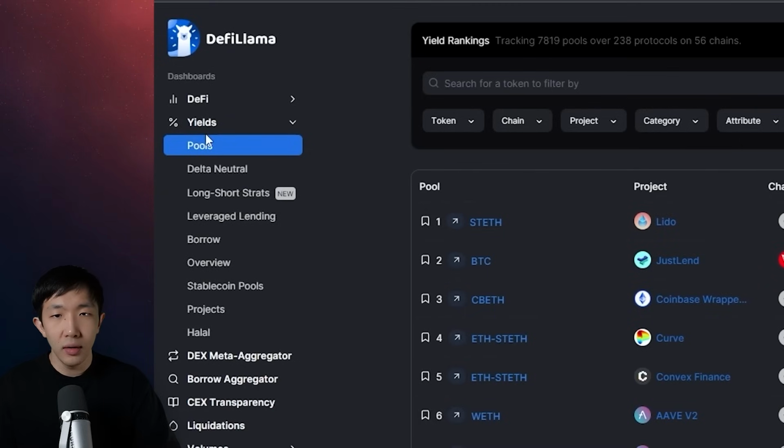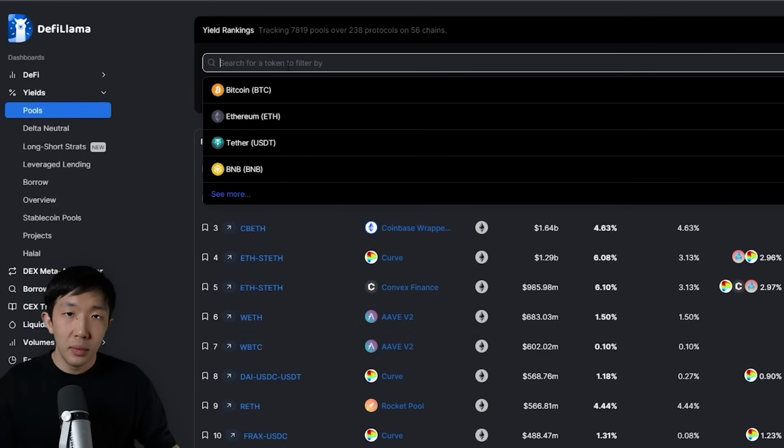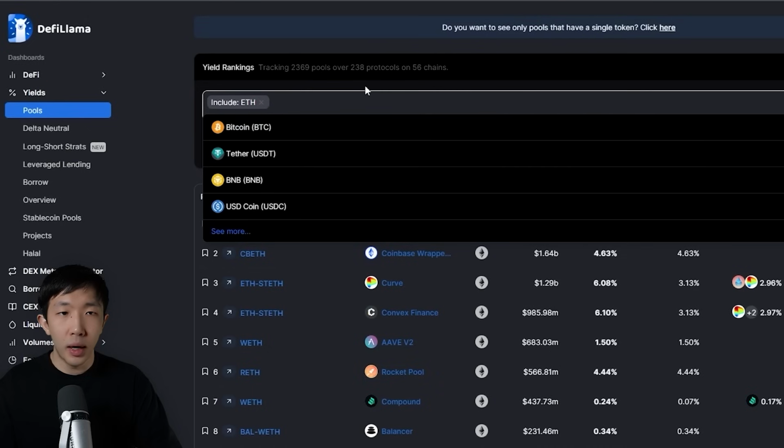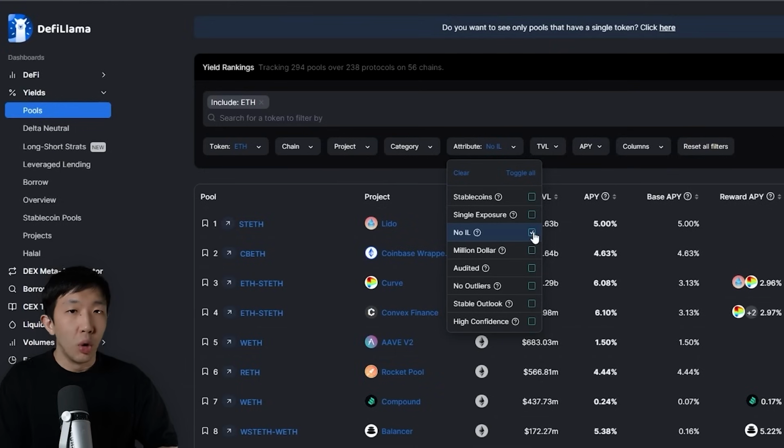So how you can use this is click on yields and click on pools. And let's say you are holding Ethereum and you want to see how much extra rewards can I get per year on top of staking Ethereum. Then you can filter by Ethereum as the token, and then you can go to attributes and click on no IL, which means no impermanent loss.